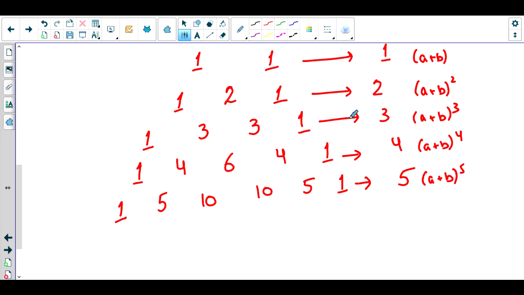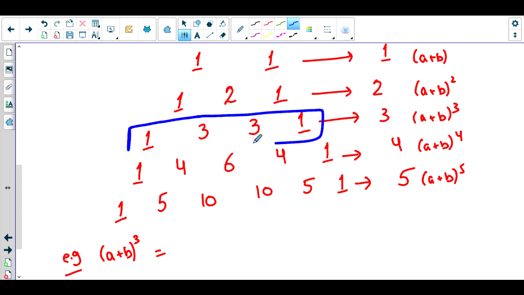For example, I want to write a plus b cube. I start with this row; I will pick this row. We can directly write here: this starts with a, the highest power of a. Because it's cube, the highest power of a will be cube, so I can say this is a cube. And what will be b? b to the power 0.